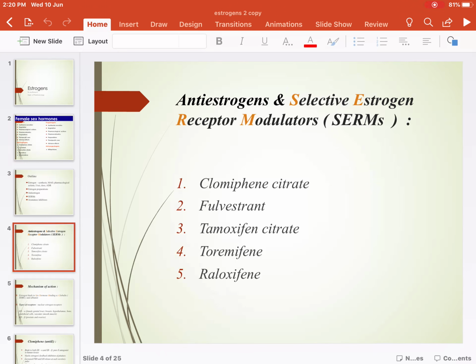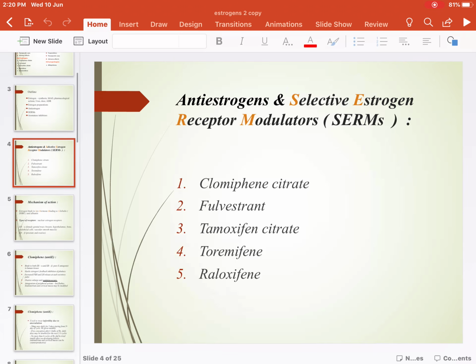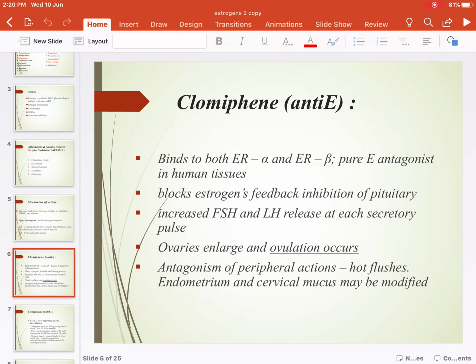Anti-estrogens are two. These are pure estrogen receptor antagonists. These are two in number. One clomiphene citrate, the other one fulvestrant. So we'll just look into these two things first. So clomiphene citrate. Clomiphene citrate binds to both estrogen receptor alpha and estrogen receptor beta. These are pure estrogen receptor antagonists.